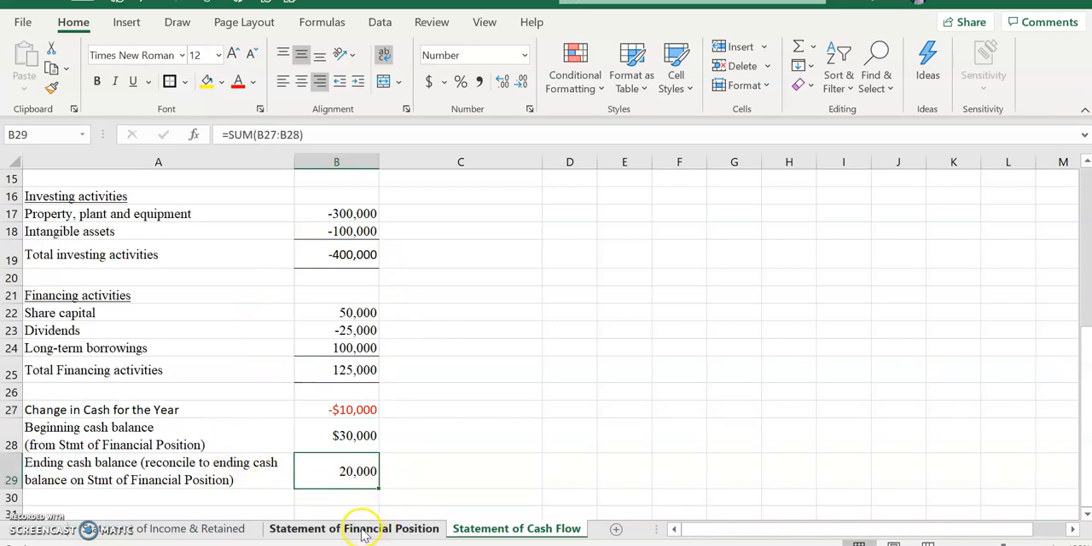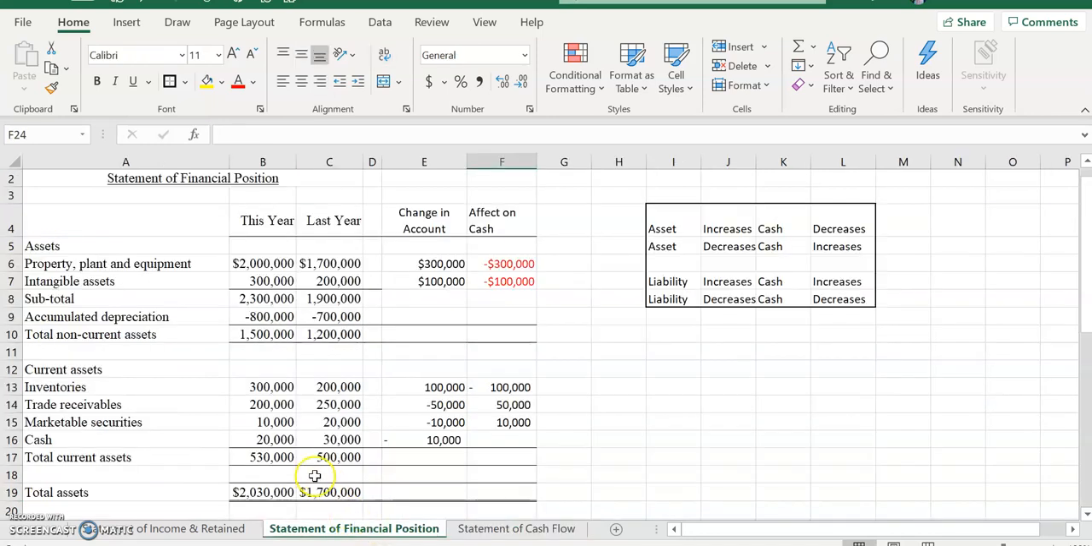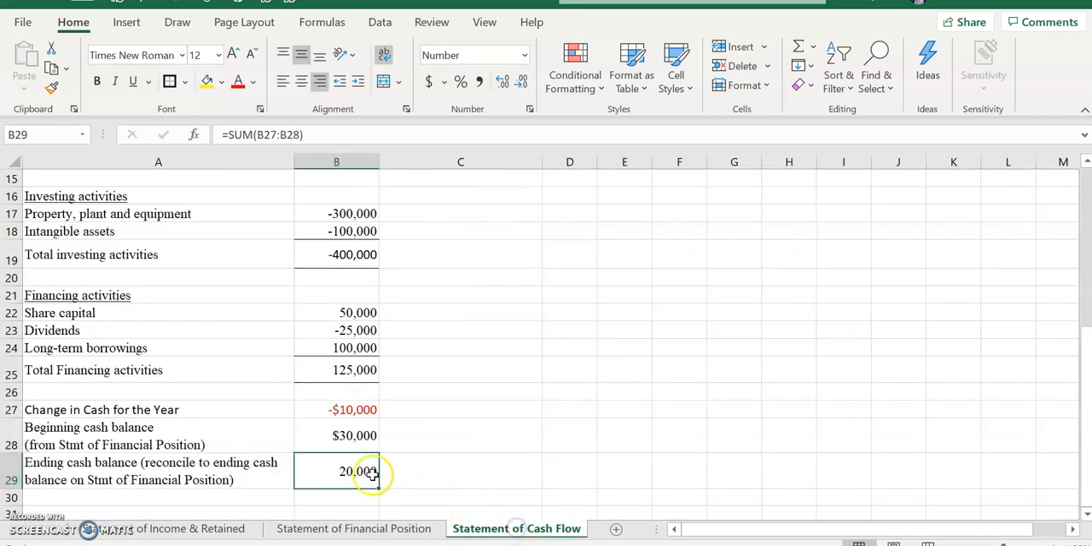So I'm going to go to my statement of financial position. I'm going to look at this year's cash balance, and it's saying 20,000. And this is saying the ending cash balance is 20,000. So I'm correct.